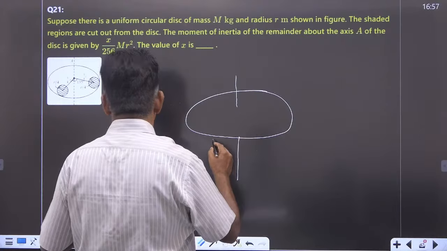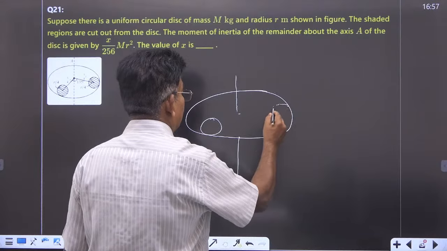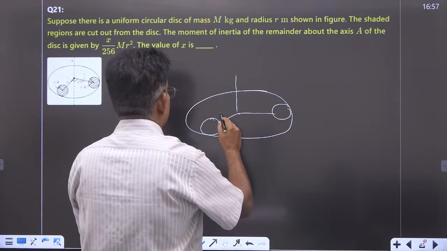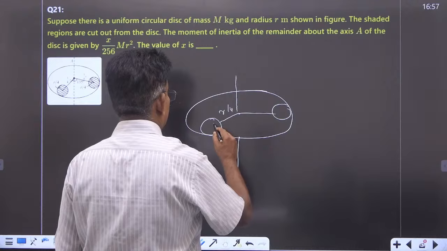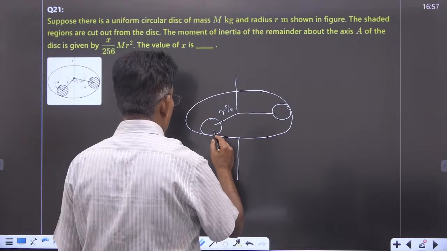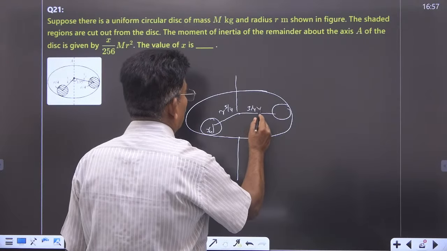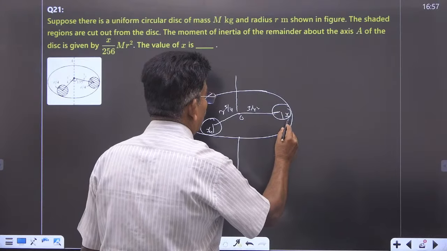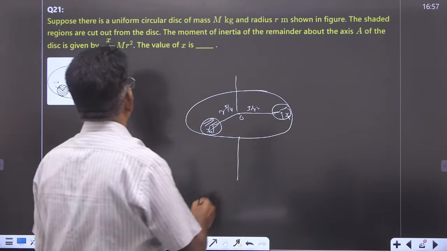So we are removing two discs touching the periphery, wherever it may be; that angle doesn't matter, because all are at equal distance. The distance from center to center is 3 by 4 R, and its radius is R by 4. The radius of this one is also R by 4, and this distance is also 3 by 4 R from O to the center. These two are removed.